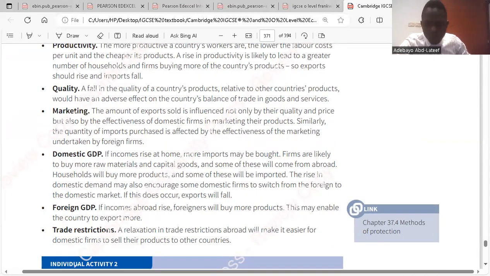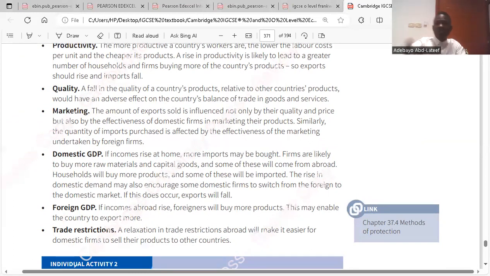If income rises at home, more imports may be bought. Firms are likely to buy more raw materials and capital goods. And some of these will come from abroad. Households will buy more products, and some of these will be imported. The rise in domestic demand may also encourage some domestic firms to switch from the foreign to domestic market. If this does occur, exports will fall. Foreign to domestic. Yeah, domestic GDP.